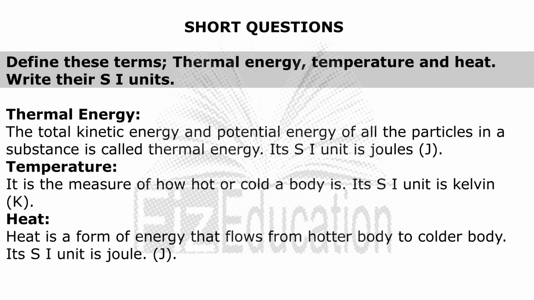Questions. Define these terms: thermal energy, temperature and heat. Write their SI units. Thermal energy: the total kinetic energy and potential energy of all the particles in a substance is called thermal energy. Its SI unit is joules, J.